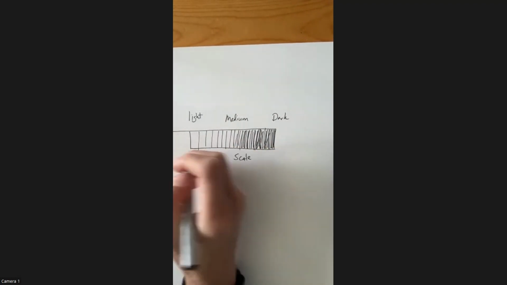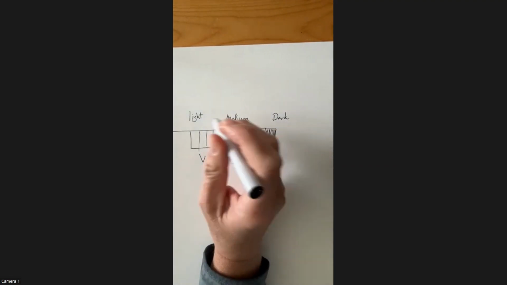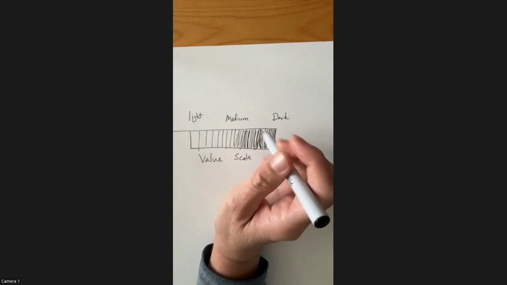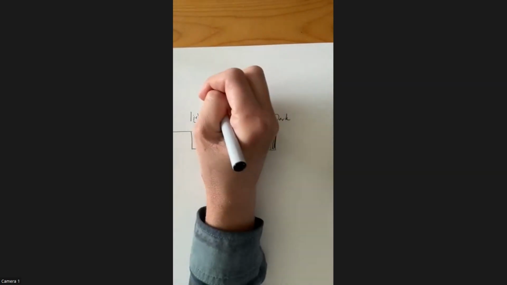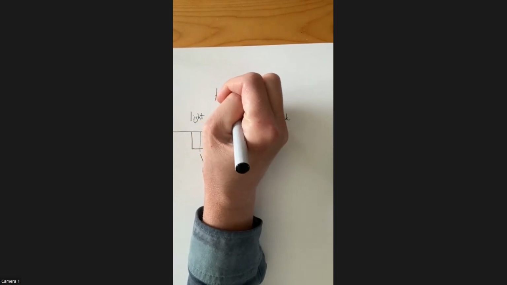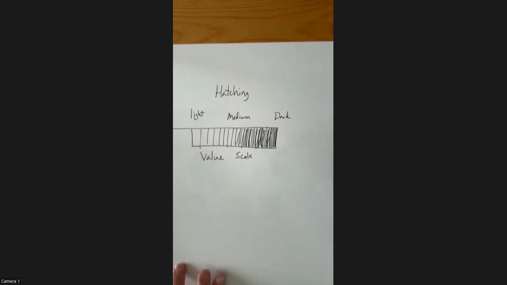When we talk about value, this is what we mean. We're taking our scale from light to dark or dark to light. All right, so this technique, remember, up and down, is called hatching. All right, so I want you to do it again.